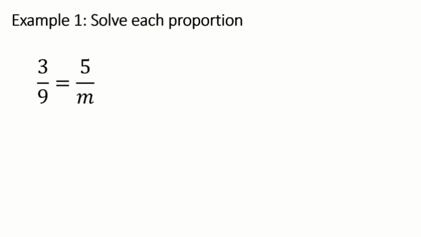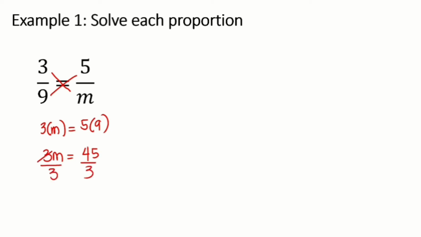Let's try to solve problem number 1. Suppose we're going to solve for the value of m. We have 3 over 9 equals 5 over m. Step number 1, we apply cross product. So we have 3 multiplied by m equals 5 times 9. That is 3m equals 45. Next, we divide both sides of the equation by the number connected to the variable, and that is 3. So m is equal to 45 over 3.